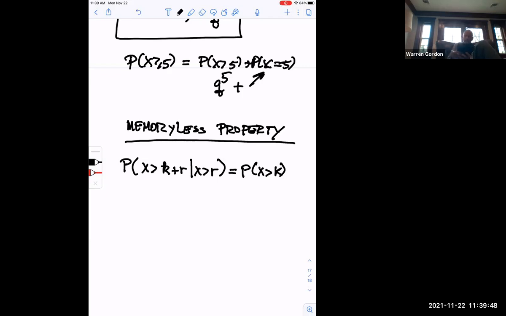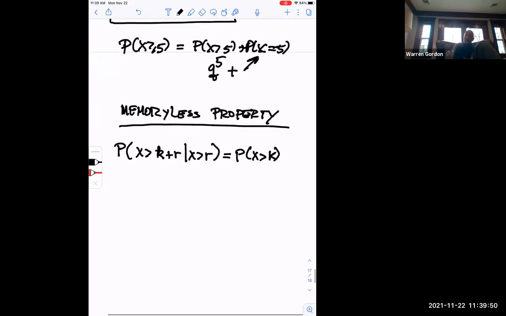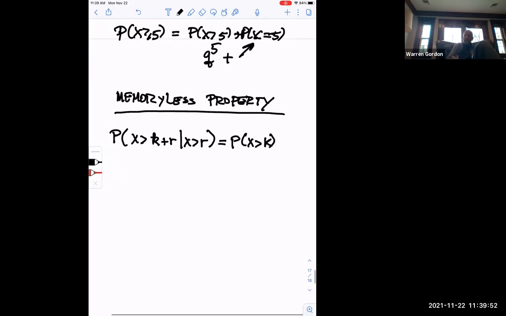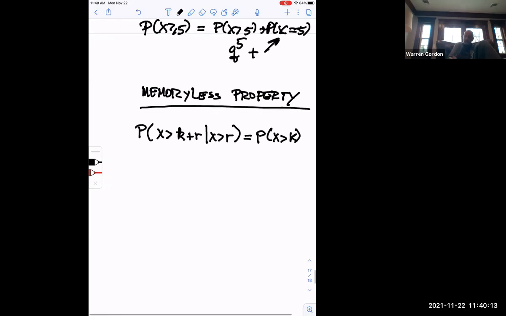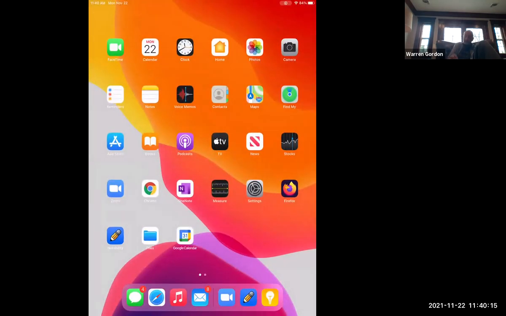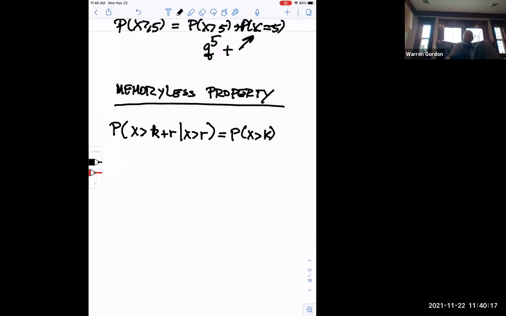Let's talk about what this says. Suppose, think of a fuse. Suppose a fuse lasts for 5 hours. What's the probability that the fuse lasts for another 5 hours? And this property says it doesn't matter what happened in the first 5 hours. That is, notice this result says the probability that x is larger than k plus r doesn't matter what happened before.